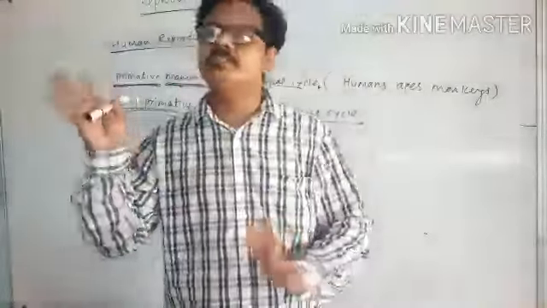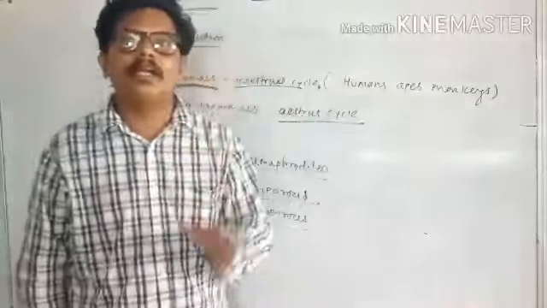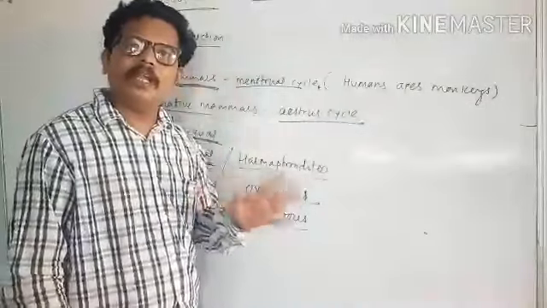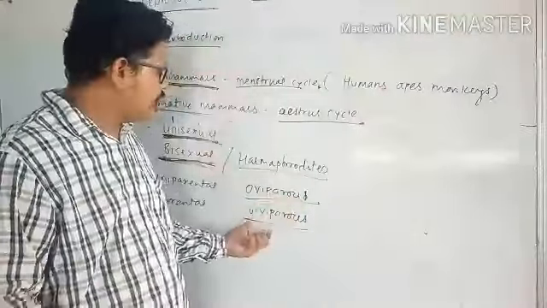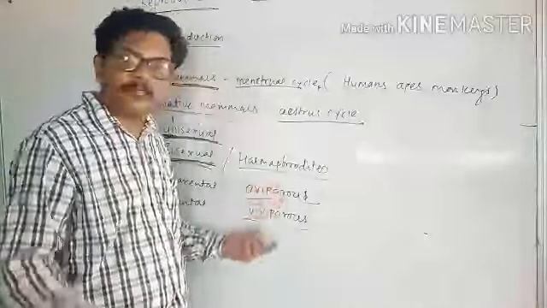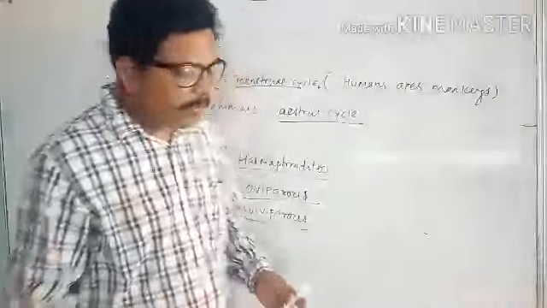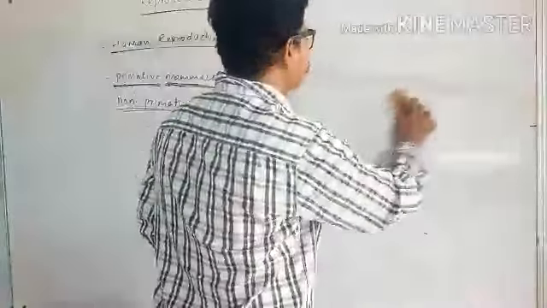Most of the aves, means birds, are oviparous, they lay eggs, except the mammal platypus. Platypus is a mammal but it is oviparous. Apart from the platypus, all the mammals are viviparous. Okay, so let us start with human reproduction.